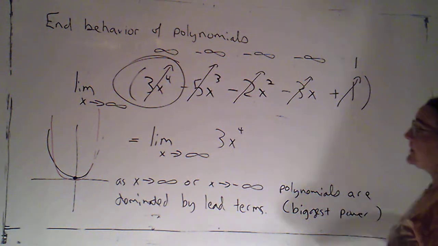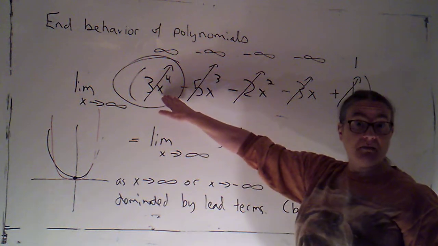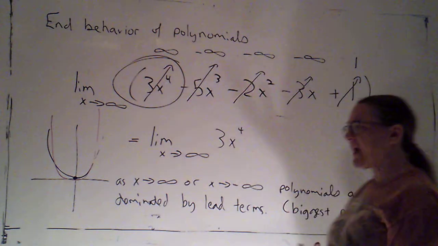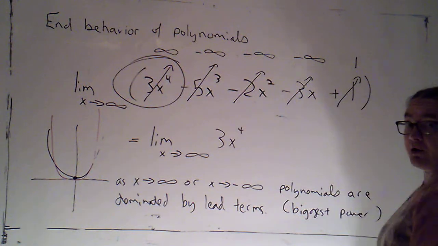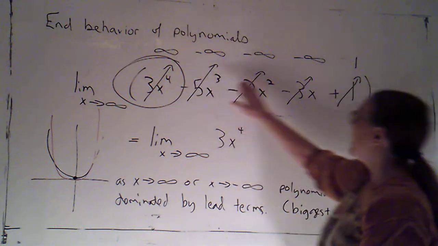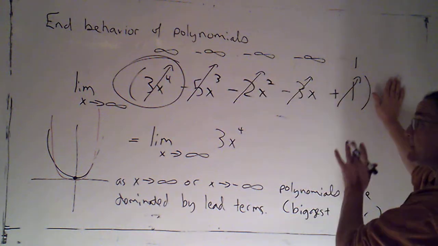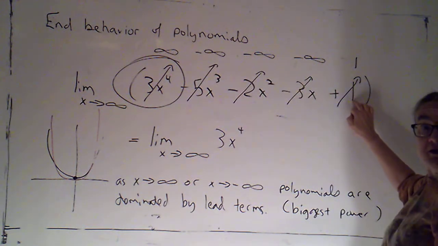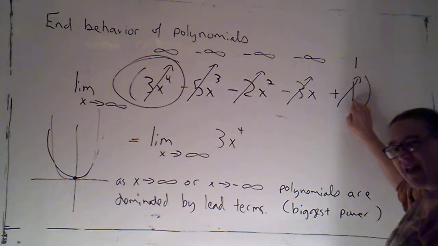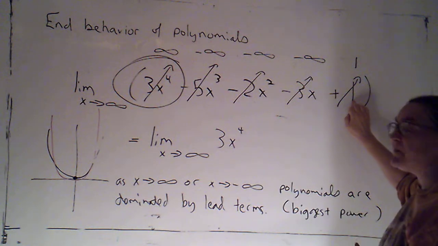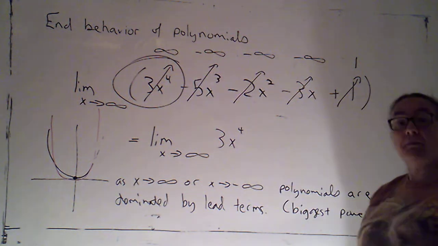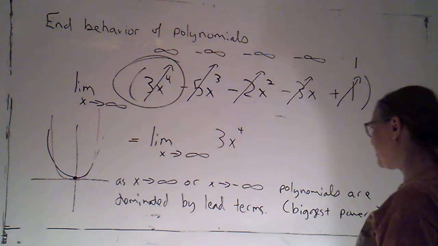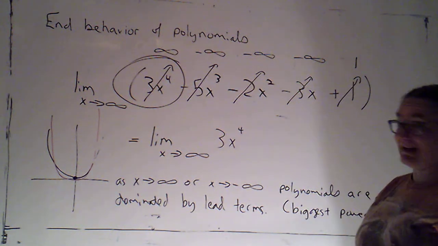That's important. Here, the lead term happens to be the one that's written first. That's because it's often convenient to write polynomials in descending order. So we go from the biggest power on down to the smallest power. So the powers go 4, 3, 2, 1, and a constant term basically is some x to the 0, because x to the 0 would be 1. Okay. But polynomials don't have to be written in descending order. So the lead term is just the one that has the biggest exponent.